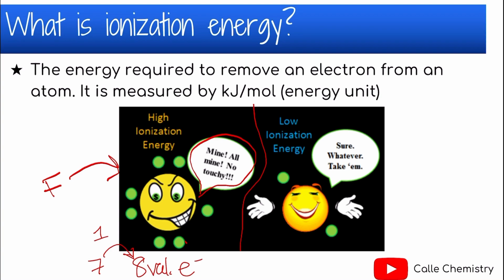Now, this atom on the right-hand side has a low ionization energy. And the reason for that is because it's very far away from having 8 valence electrons. It only has two valence electrons. So in this caption we read, "Sure, whatever, take them." The atom is far from having 8 valence electrons, so it really doesn't mind if it loses 1 electron. So this atom here has a low ionization energy.